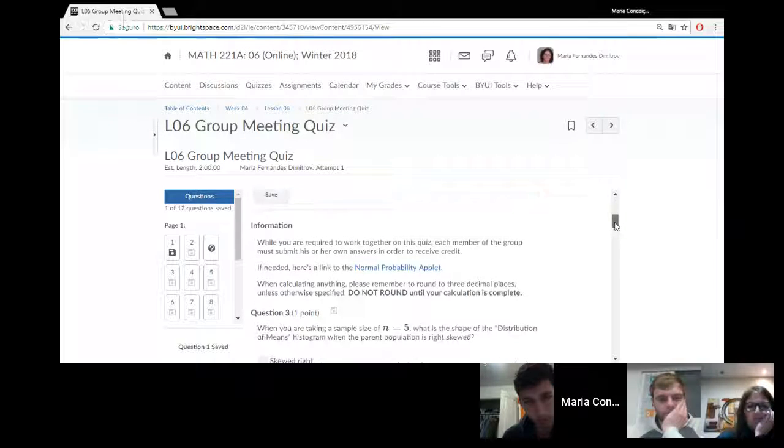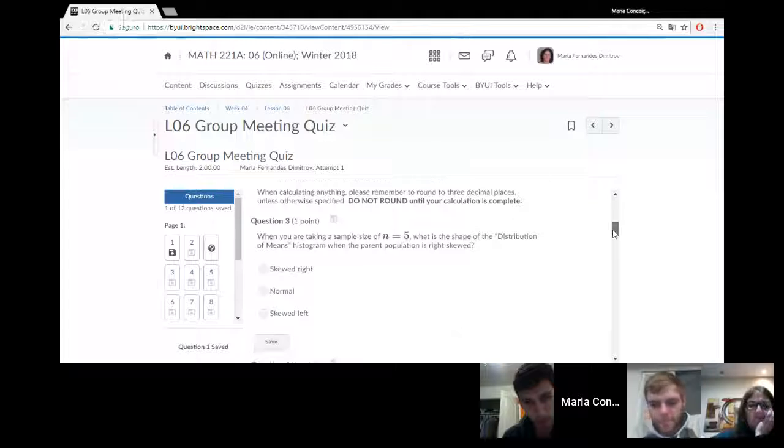Let's go to the third one. Okay. When you are taking a sample size of n equals... Maria, you could open in the beginning the application that we have, the normal probability applet.